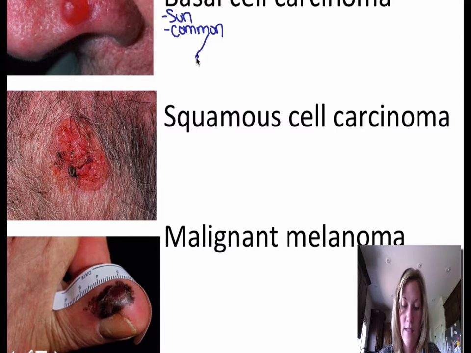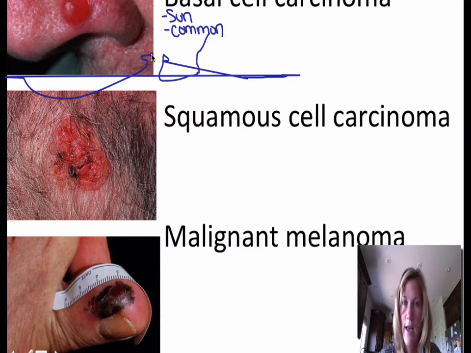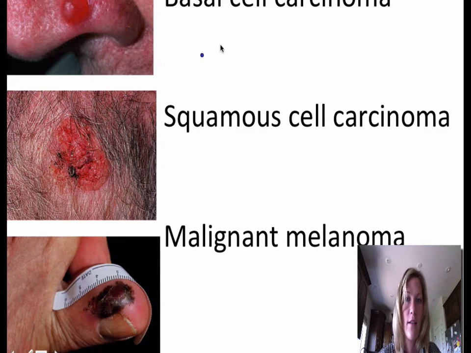So it's the most common type, and whoa, sorry about that, guys. I'm not even writing on this. Oh, I don't know. Hang on. I'm erasing things. I don't know what I'm doing here. Okay, let's try that again.